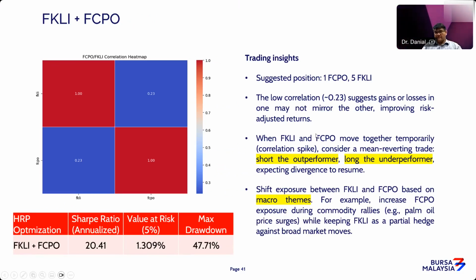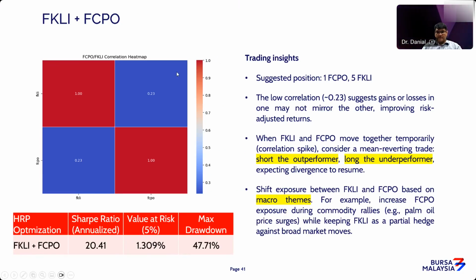Let's just say you have a big capital, you can try to combine FKLI and FCPO. The recommended position will be one contract CPO with 5 KLCI futures. So that is the best recommendation. I will say this recommendation will give you quite low risk and high probability of earning.